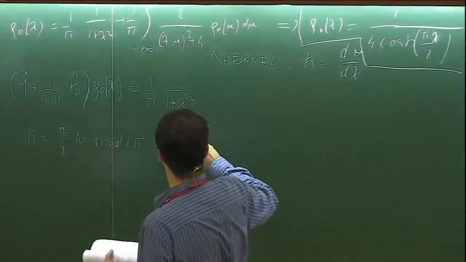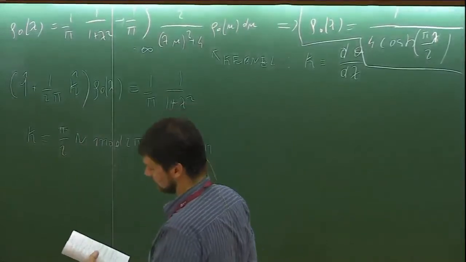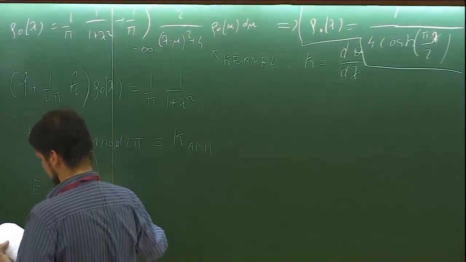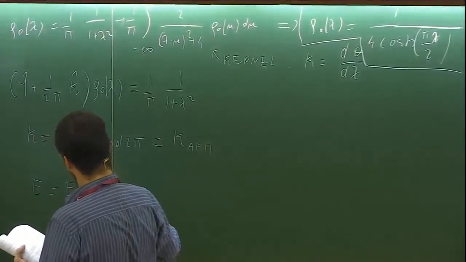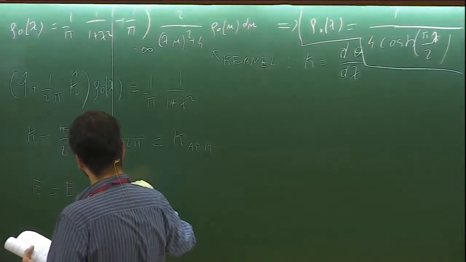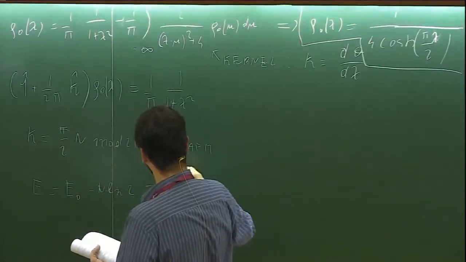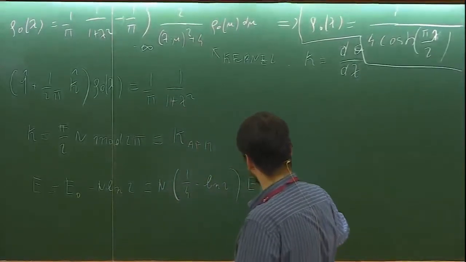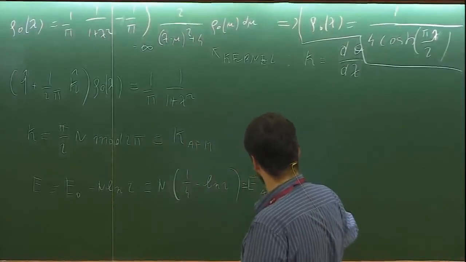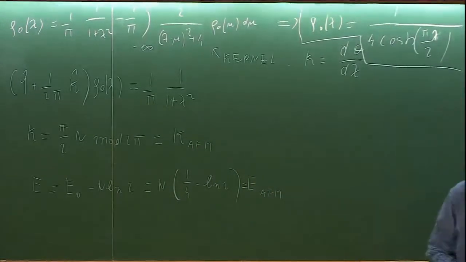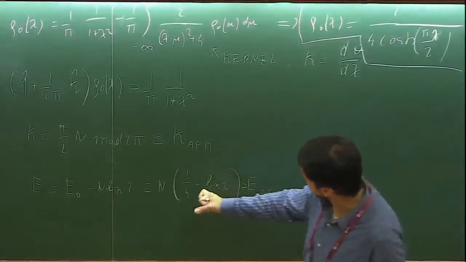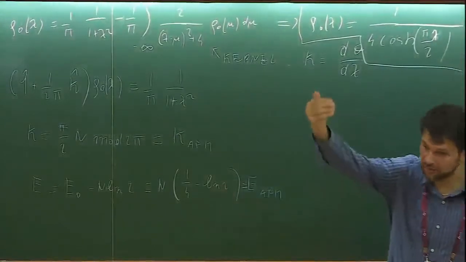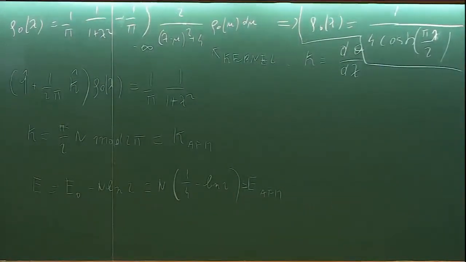And I will call this the momentum of the antiferromagnet. While the energy is E0 minus n log 2, so it is n(1/4 minus log 2), and I call this the energy of the antiferromagnet. So you see that there is this log 2 difference in the energy between the highest energy state, which is the pseudo vacuum, and the ground state.